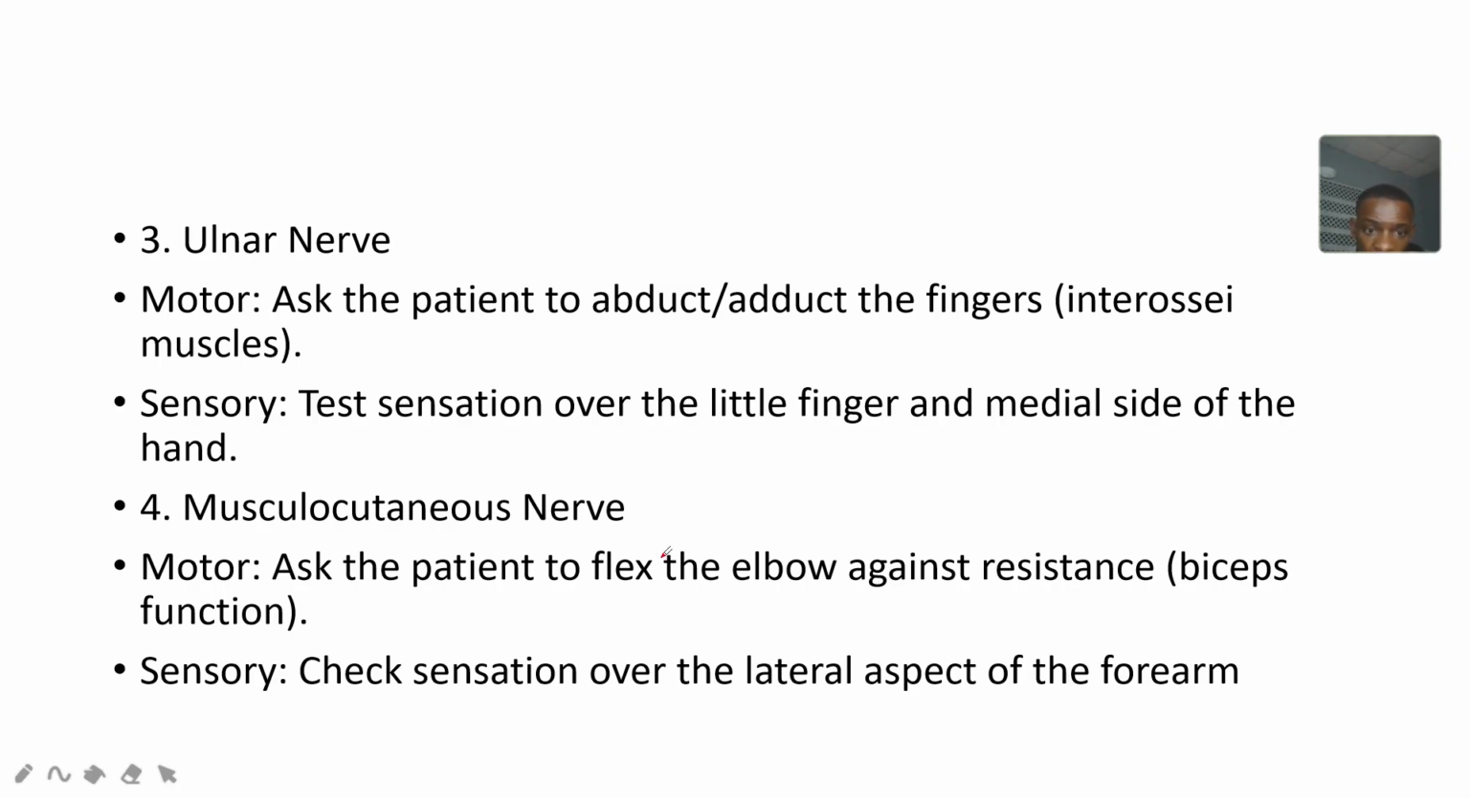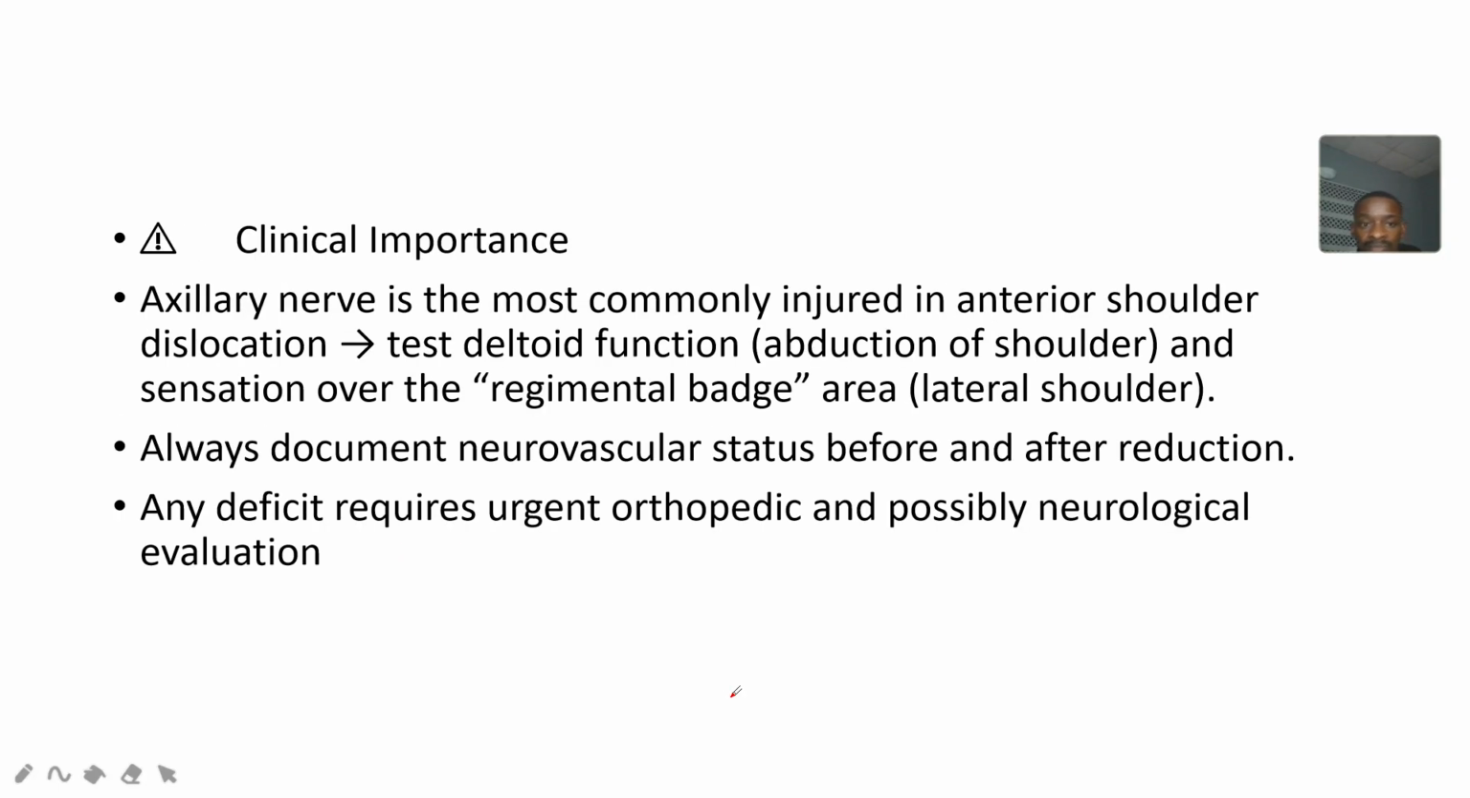Then for the musculocutaneous nerve, you ask the patient to flex the elbow against resistance. So sensory, you check sensation over the lateral aspect of the forearm. So clinical importance: the axillary nerve is actually the most common injury in anterior shoulder dislocation. So you always check for the deltoid.